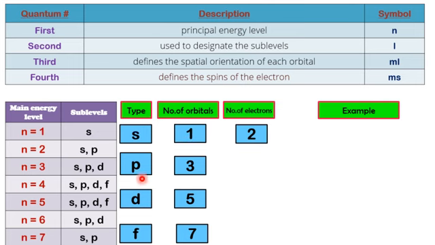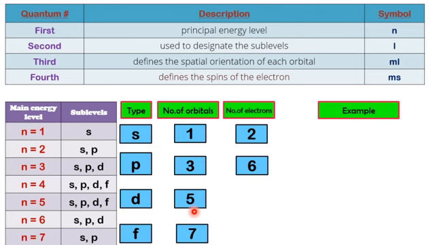How about in p? As you can see, we have three orbitals here. So meaning to say, a maximum of 6 electrons can occupy the p. Why 6? Because there are 3 orbitals, and in each orbital there could be 2. So 3 times 2 is equal to 6.